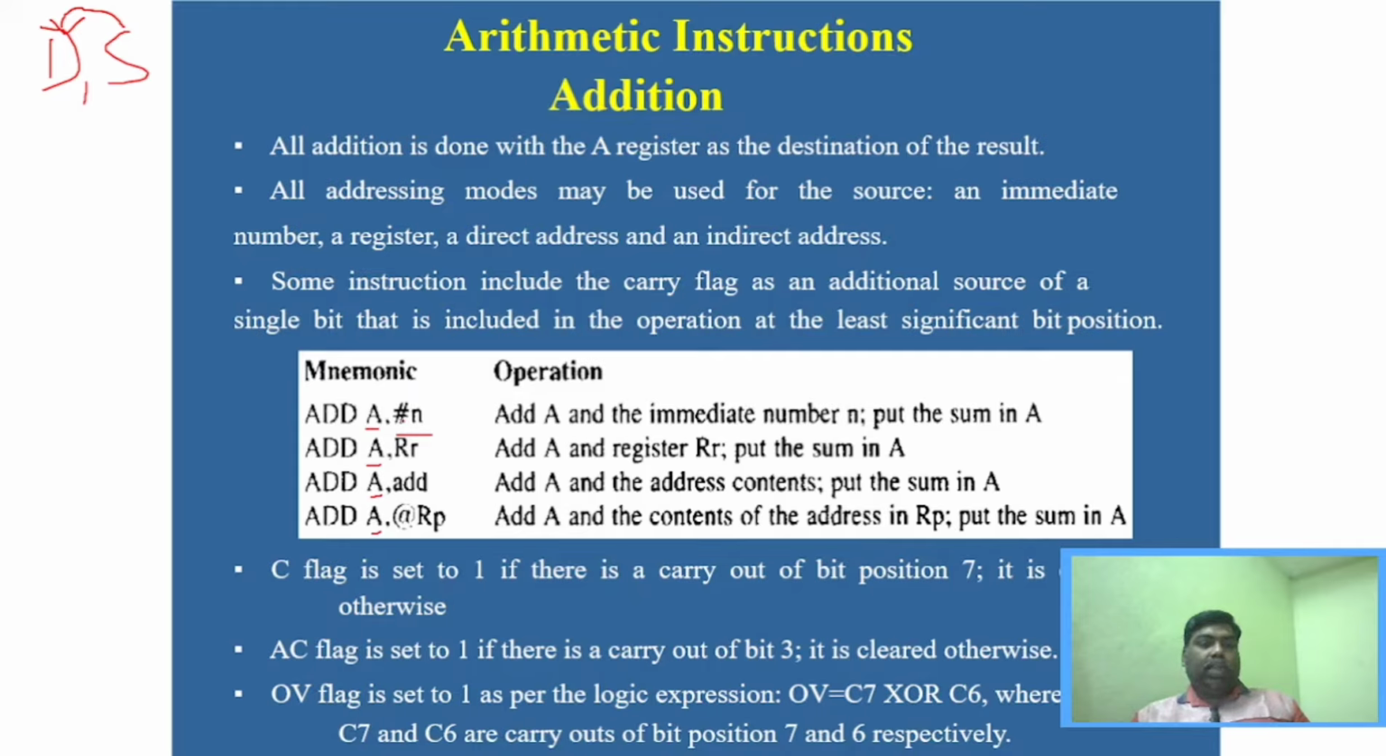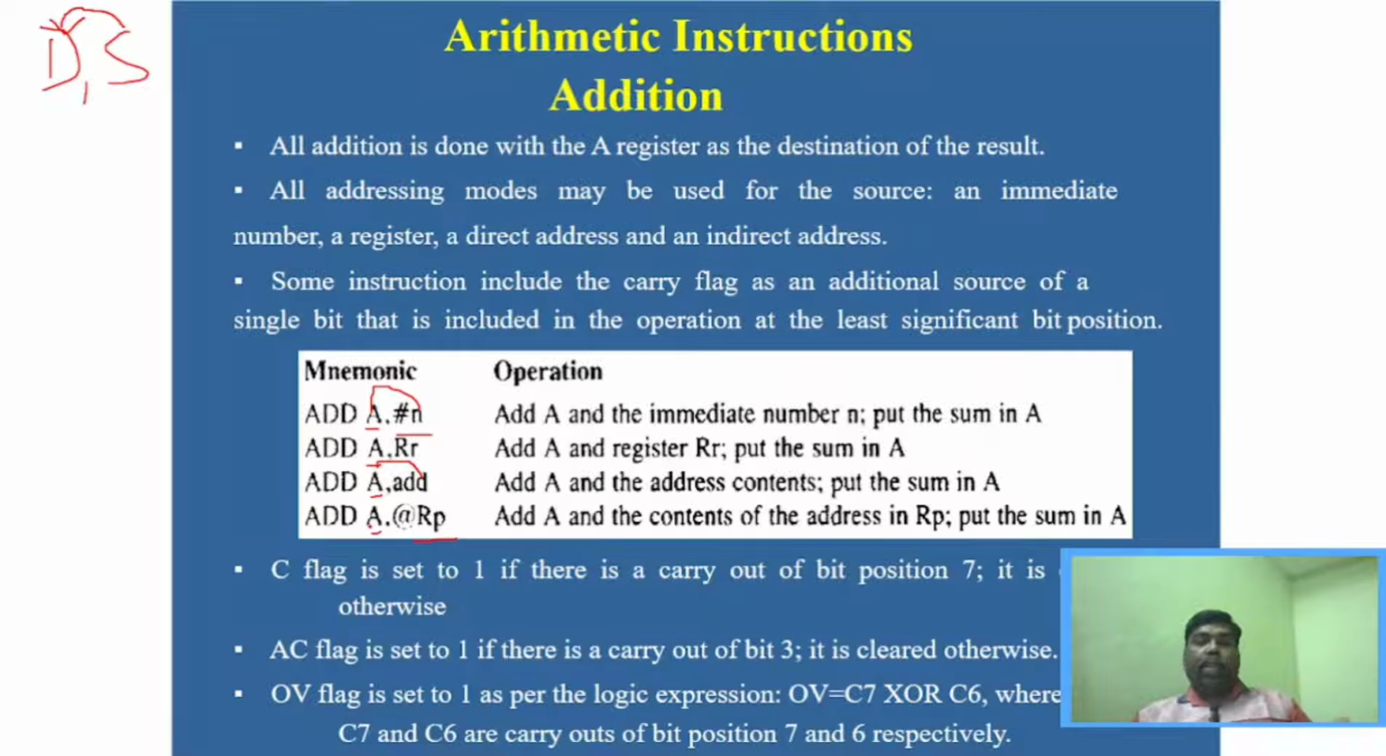So what does it mean now? Add this number with the accumulator and place the result in the accumulator. Similarly, add the content in the register R with the accumulator and place the result in the accumulator. Similarly, add the address content with A and place the result in the accumulator. Similarly, add the content at the address represented by RP with the accumulator and place the result in the accumulator.